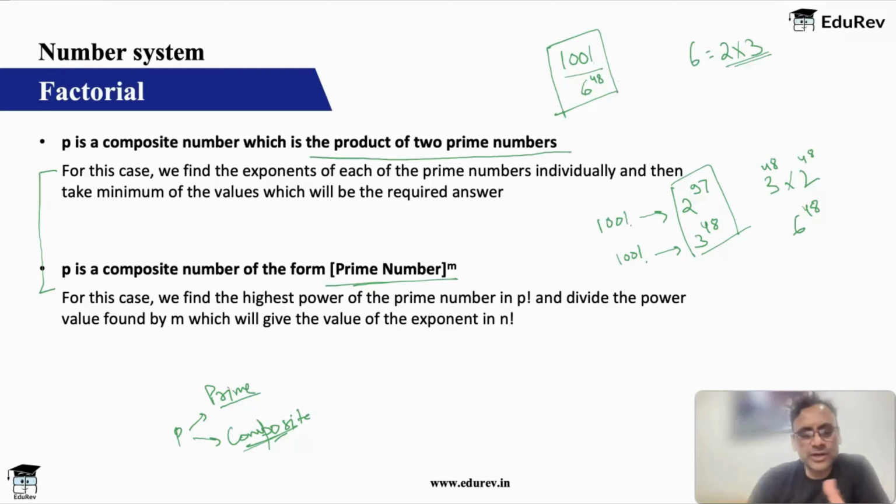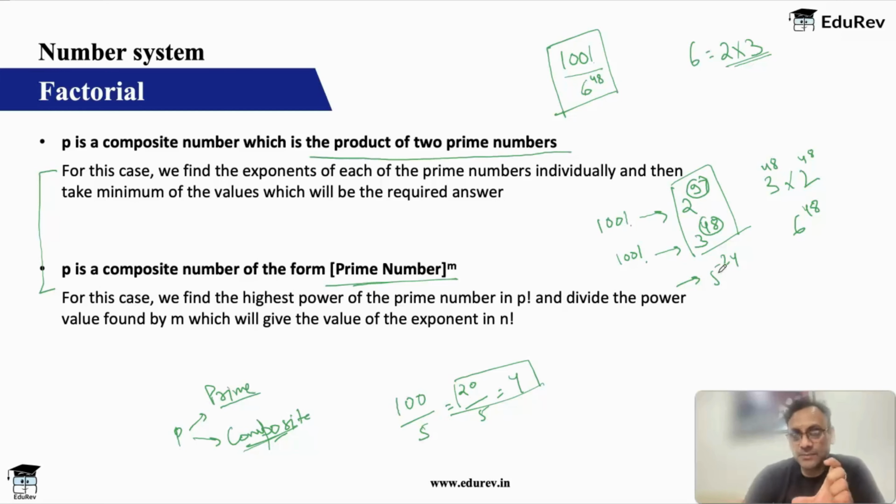Okay. And as a rule, remember one more thing, that as the value goes up, its frequency will reduce. So 100 factorial has 2 present 97 times, 3 present 48 times. If I check for 5, 100 factorial has how many 5? 100 by 5 is 20. 20 by 5 is 4. And 4 by 5 will give you 0. So it has 24 5s. So can you see? 2 was present 97 times, 3 is present 48 times, 5 is present 24 times. So as the prime number becomes bigger and bigger, its frequency becomes smaller and smaller.